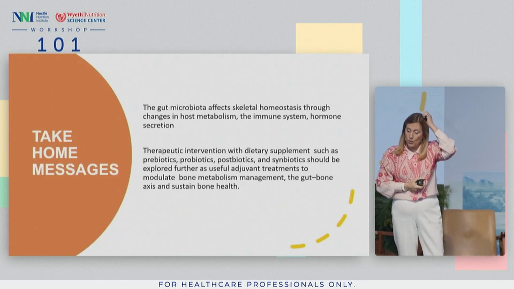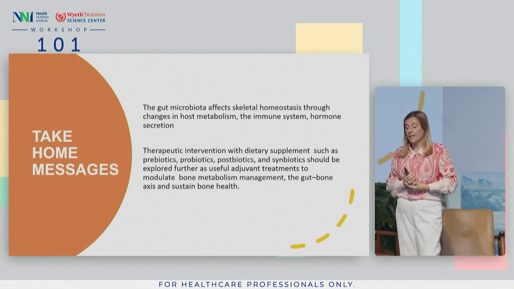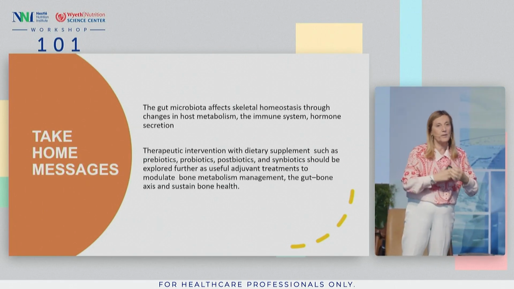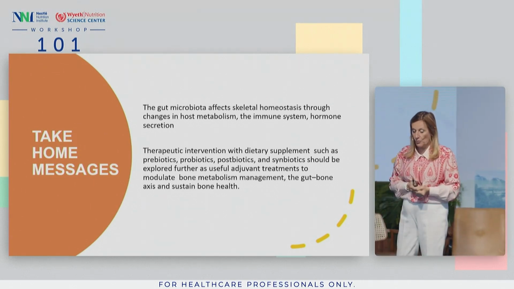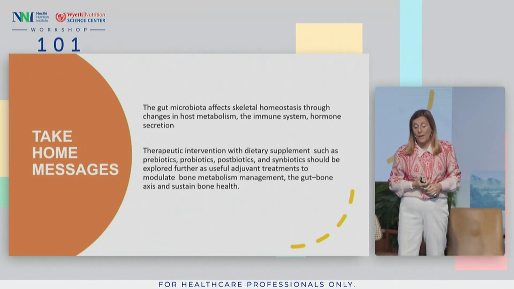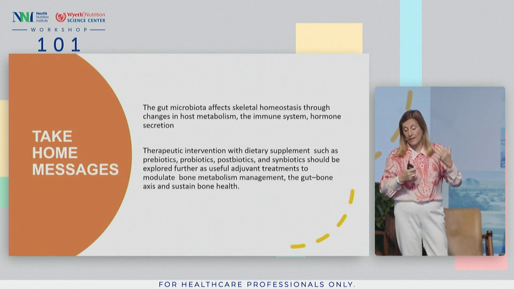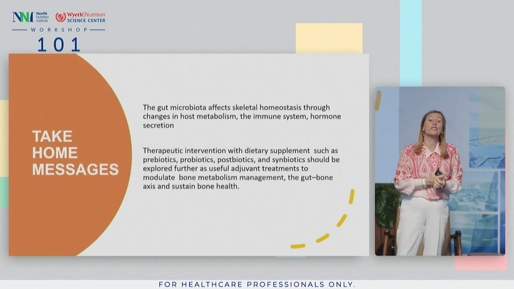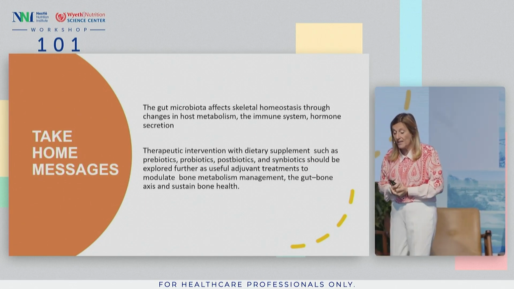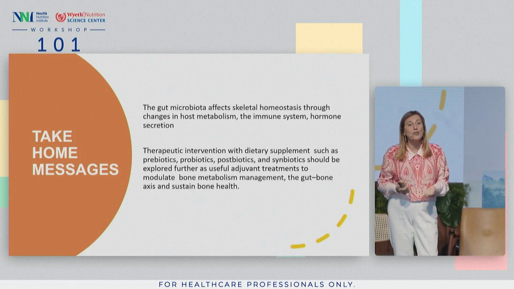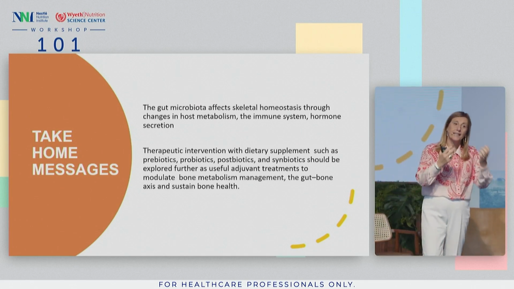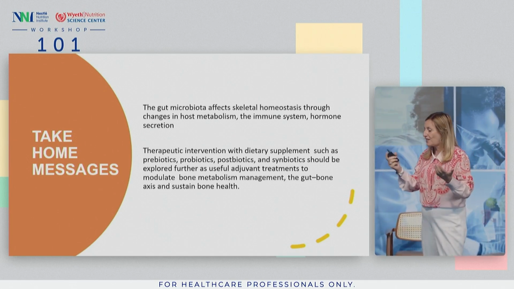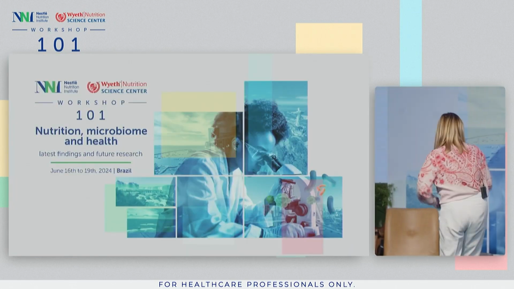So what are the conclusions? There is evidence that the gut microbiota affects skeletal homeostasis, changing host metabolism, immune system, endocrine and hormone secretion. Any therapeutic intervention with dietary supplements such as prebiotics, probiotics, postbiotics, and synbiotics needs to be explored and to have more evidence to help us in the management of bone metabolism and the gut-bone axis, and help these children to have stronger bones. I thank you very much, and I hope to stay on time and answer your questions.